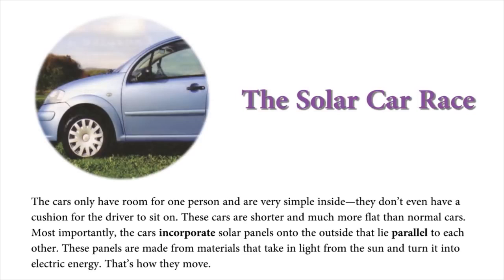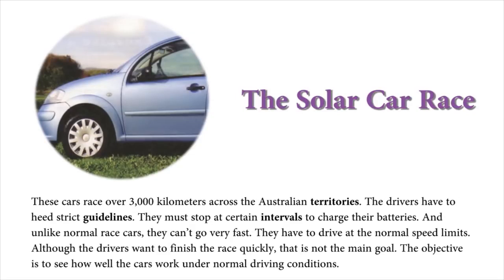That's how they move. These cars race over 3,000 kilometers across the Australian territories. The drivers have to heed strict guidelines. They must stop at certain intervals to charge their batteries. And unlike normal race cars, they can't go very fast. They have to drive at the normal speed limits.